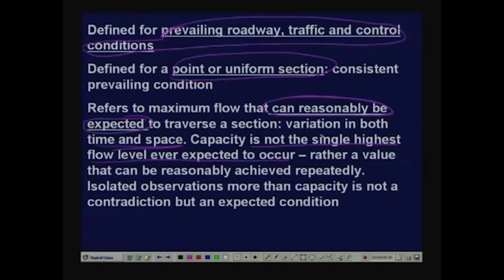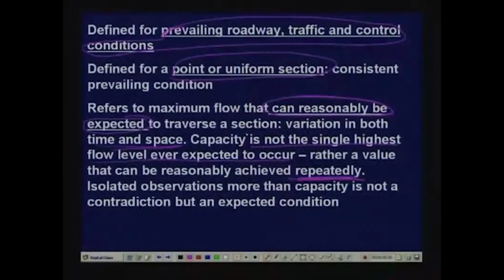Rather, we are referring to maximum flow rate, a value that can be reasonably achieved repeatedly, not once in a while. Once in a lifetime you achieve the highest flow and try to refer to that as capacity? No, that is not the capacity. Capacity is the maximum flow rate that can reasonably be achieved again and again for a given facility. So, capacity is not the single highest flow level. Therefore, isolated observations more than capacity is not a contradiction, but an expected condition.